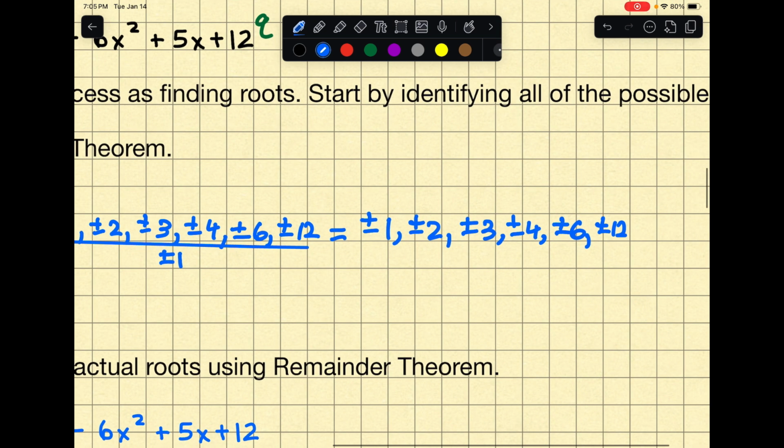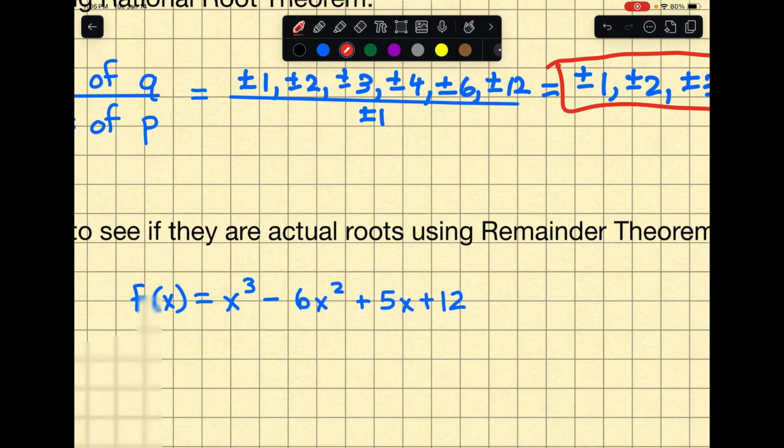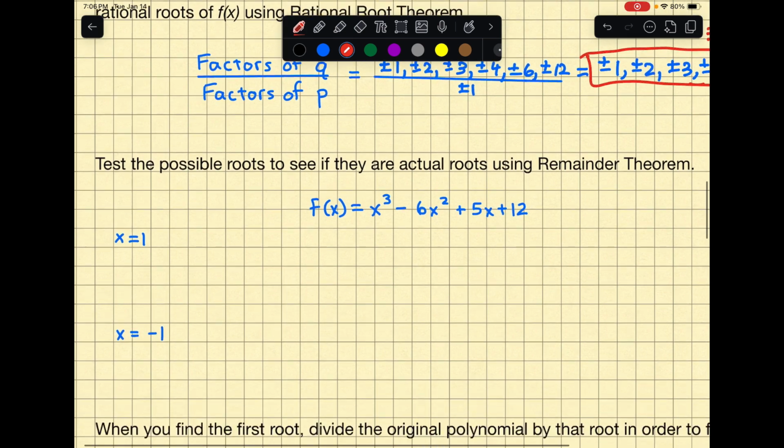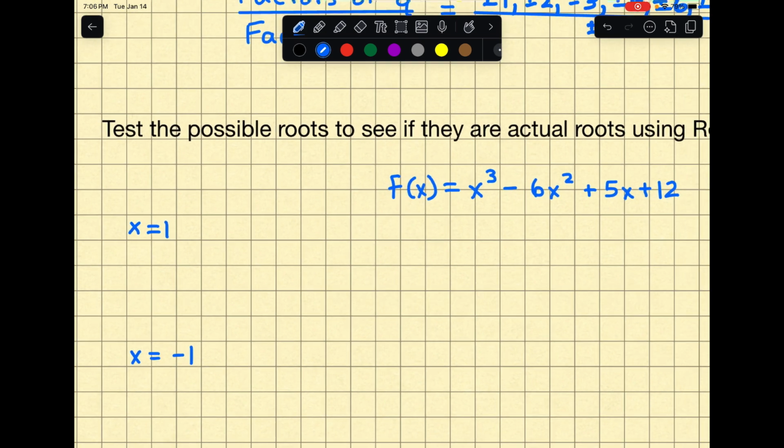When we start testing possible roots, this gives us a list of ones that we would test. We wouldn't test anything that's not on this list, such as plus or minus 5, because those are not possible rational roots of this polynomial. So we only want to test the ones that are possible. To see if they're actual roots, we're going to use the remainder theorem like we did before.